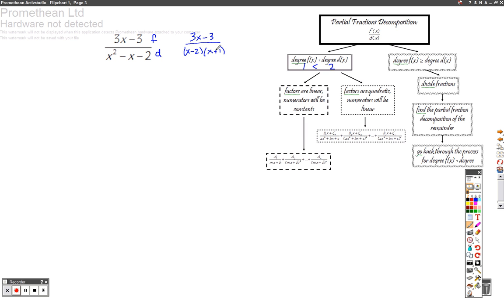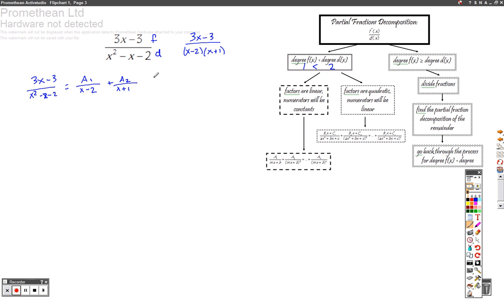And both of those are linear functions. If I were to graph x minus 2, it's a straight line. X plus 1, it's a straight line. So then I'm going to rewrite what I have. Minus x minus 2, which will give me a1 over x minus 2 plus a2 over x plus 1.